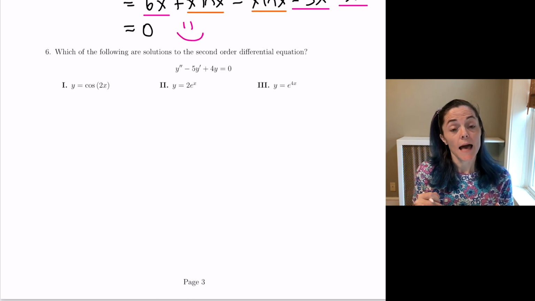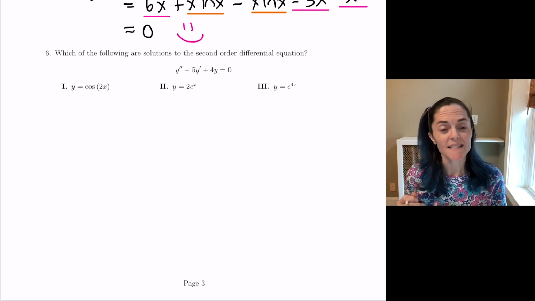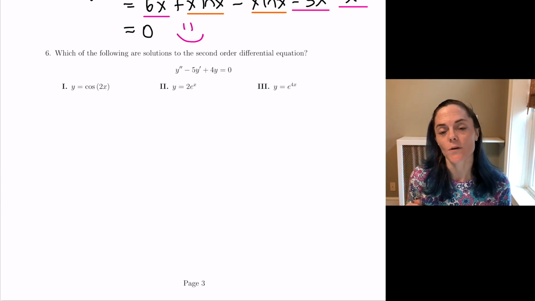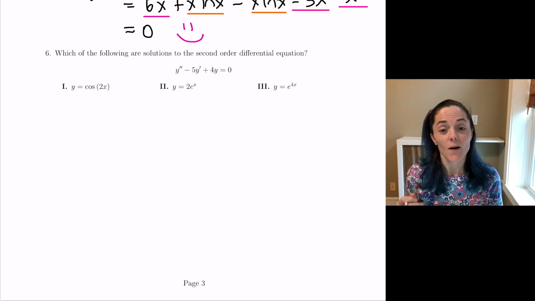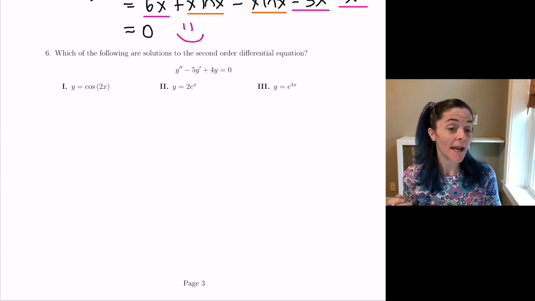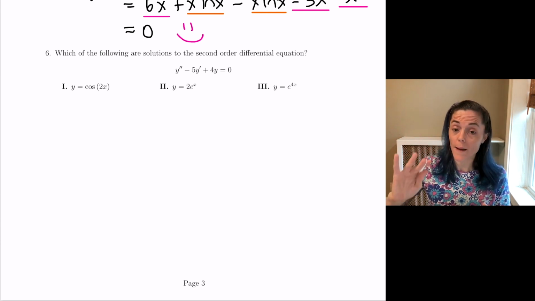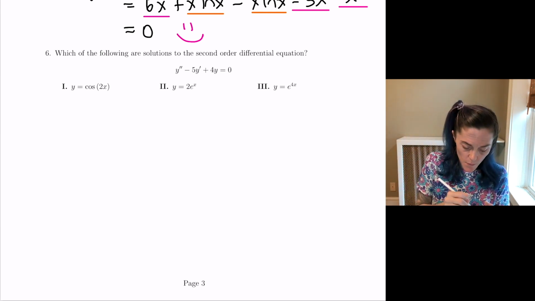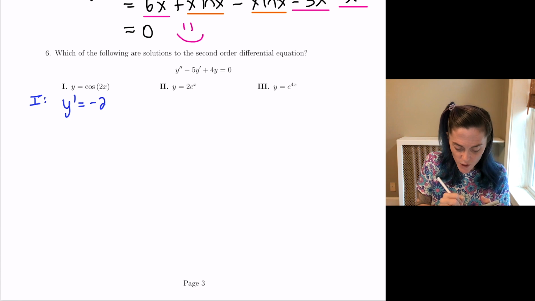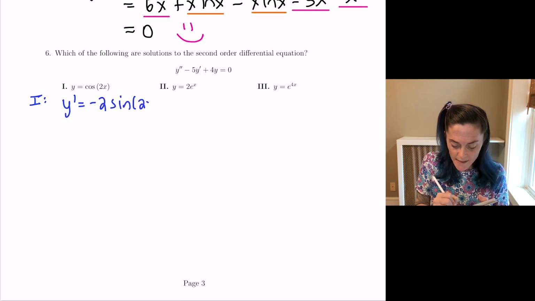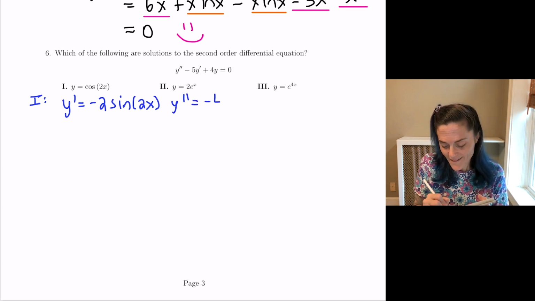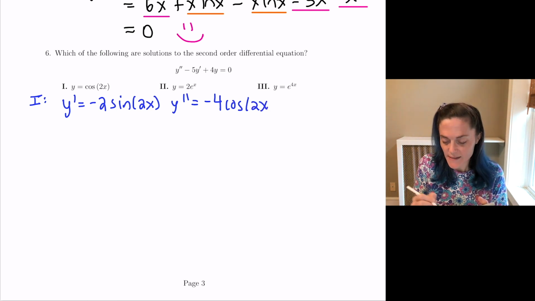Number 6, and this is the last one on our quiz extra practice. Which of the following are solutions to the second order differential equation? Well, we need to justify. So we might answer only one, we might answer 2, or we might answer all 3. Let's go. In all of these, we need to calculate y double prime and y prime. So I'm going to start with letter I. Y prime is -2 sine 2x. Y double prime is -4 cosine 2x.